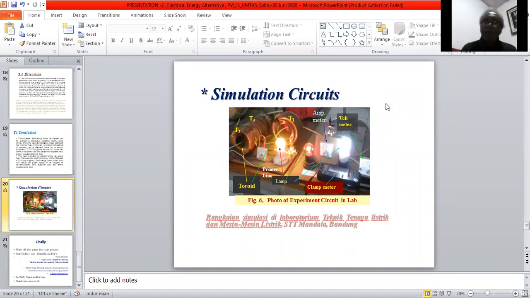It is a simulation circuit in laboratory. We used several toroid to light a lamp, and several lamps, incandescent lamp and electronic lamp, with the ammeter and voltmeter and clamp meter.